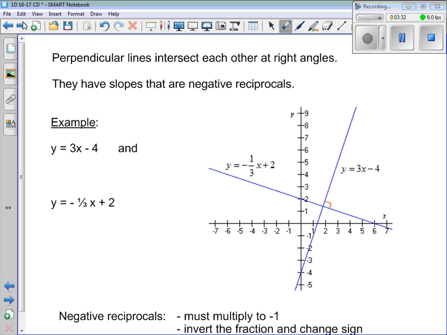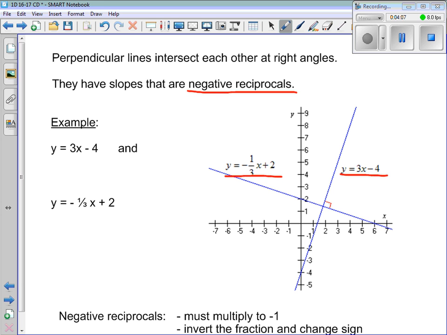Perpendicular lines. Perpendicular lines intersect each other at right angles. We've already mentioned this. They have slopes that are what we call negative reciprocals. Okay? So what is a negative reciprocal? Well, let's take a look at an example here. Here I've got two lines that intersect at a right angle. That little square in there tells us it's a right angle. Our two lines are y equals 3x minus 4 and y equals negative 1/3 x plus 2.